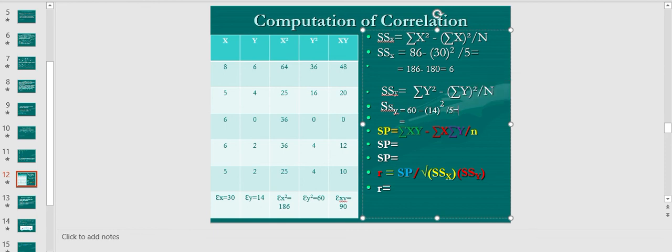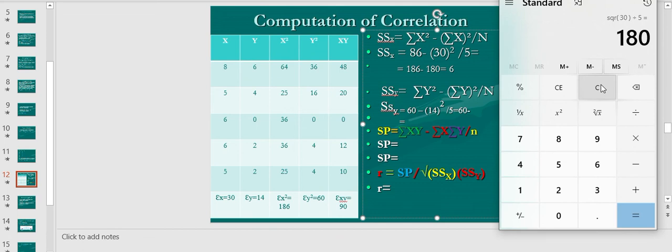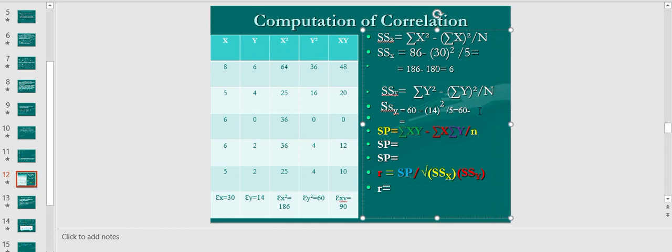Okay, 60 minus 14 into 14 squared, and divided by 5. That is 32.67.